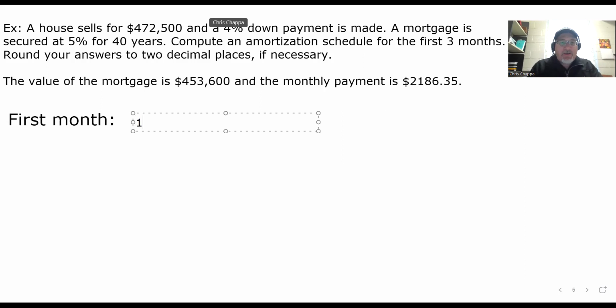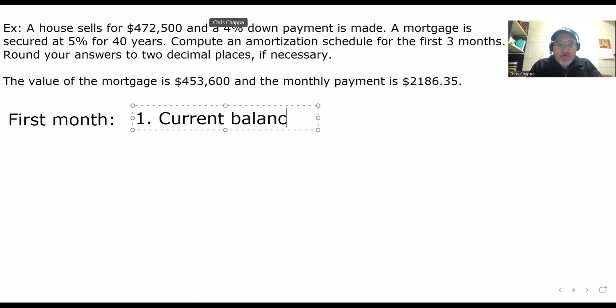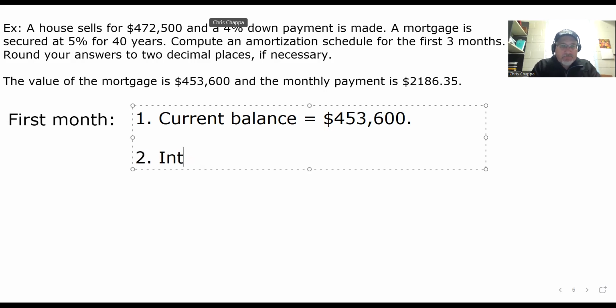The first question that we answer is, what is my current balance owed? Let me bring this back up to 36-point font. Right now, the current balance that I owe before I make that first monthly payment is actually the mortgage itself. I still owe $453,600. Okay. Now, for the interest earned, we use the simple interest formula, which is PRT.